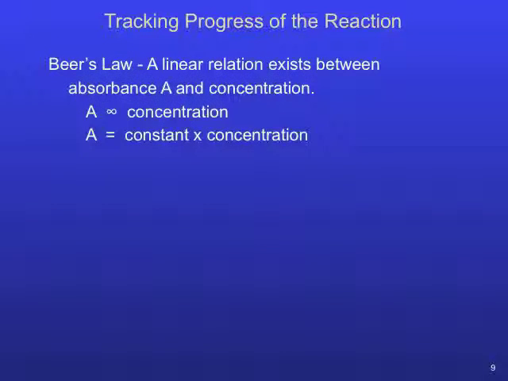To measure the velocity of a reaction, the concentration of a reactant or product must be monitored during the reaction. Beer's law states that for a substance that imparts color to a solution, the concentration of that substance is directly proportional to the absorbance of the color of the dissolved substance.